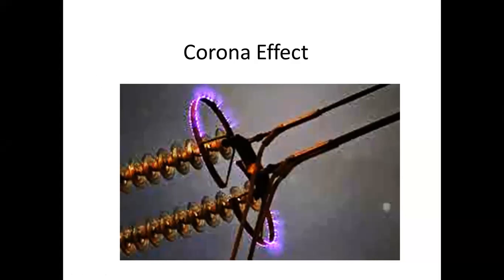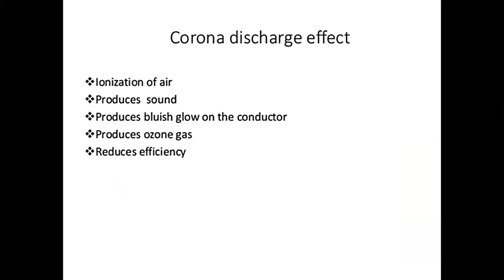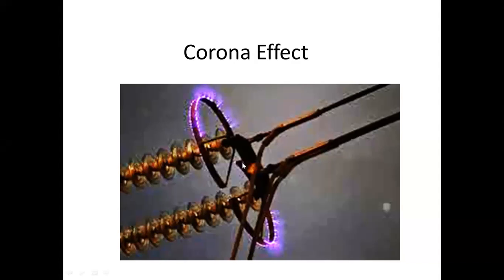You can see an image for the corona effect. It's actually a power loss, which appears in the form of the violet glow, hissing noise, the radio interference, and the production of ozone gas. It's a chemical reaction. So, corona discharge effect is actually the ionization of the air around the conductor or where the electrical stress is high.